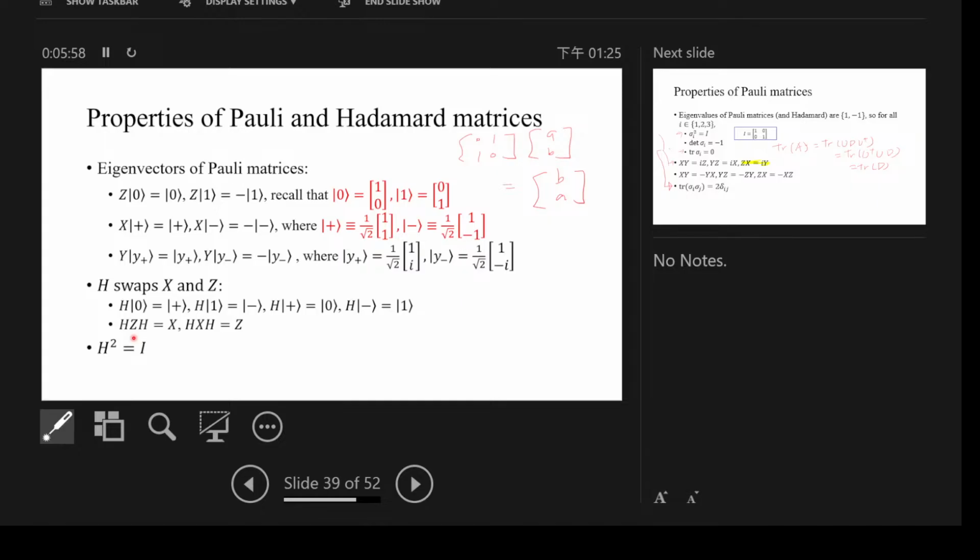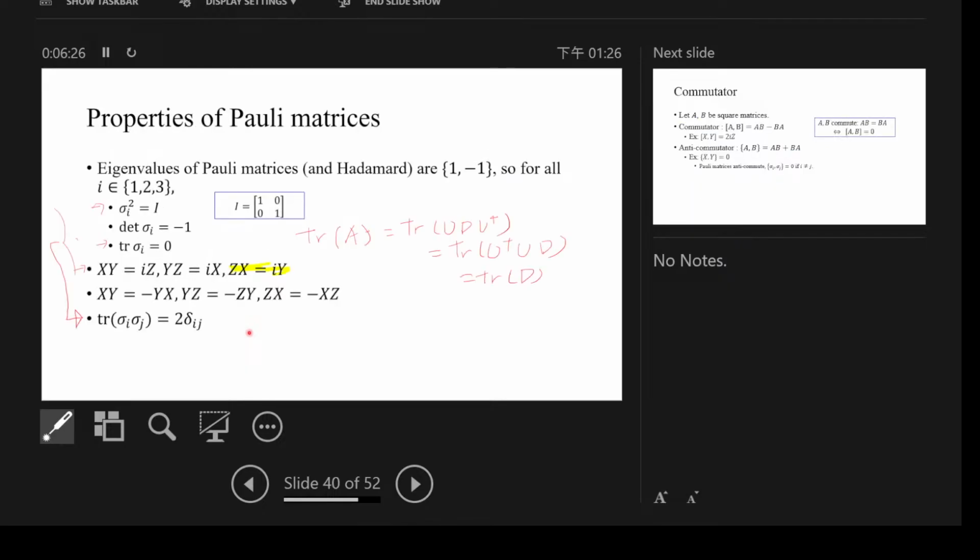And also we like to remember the property of the Hadamard matrix: it basically swaps between X and Z, meaning that if you apply it on an eigenvector of Z, it becomes an eigenvector of X. You apply it on an eigenvector of X, it becomes Z, etc. Or you can just sandwich the matrix and get from Z to X or X to Z. Okay. Then there are properties of Pauli matrices, and the most interesting one is that they anti-commute. So XY equals iZ, and XY equals minus YX, etc.